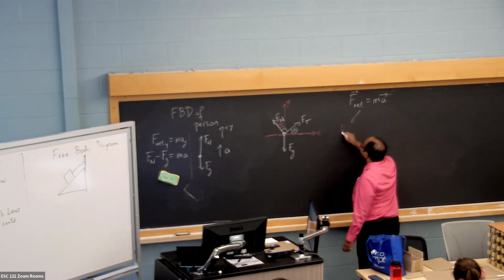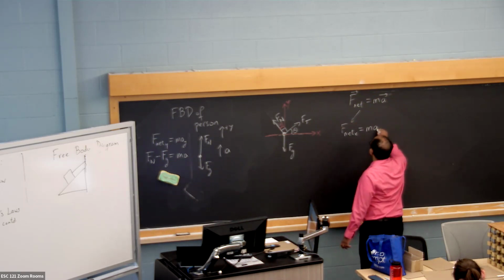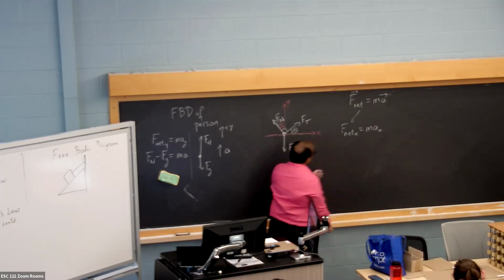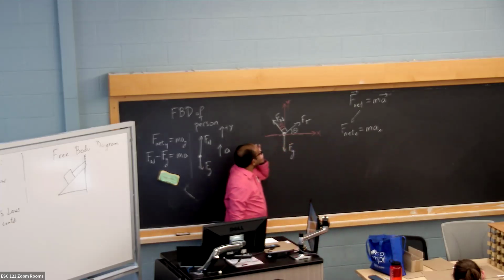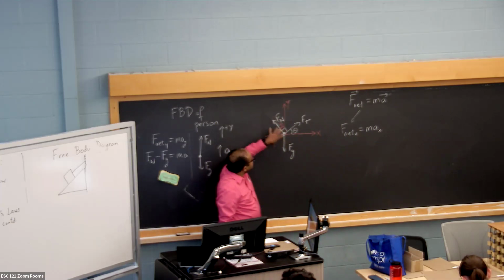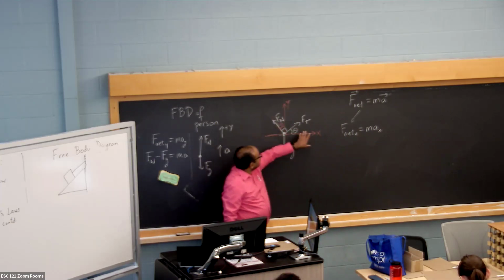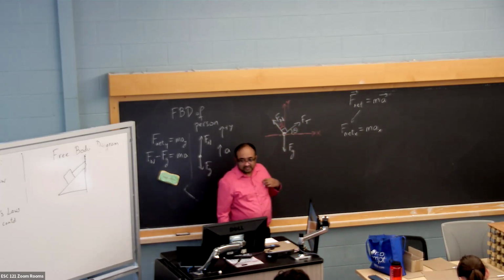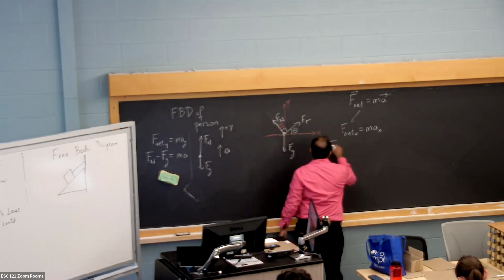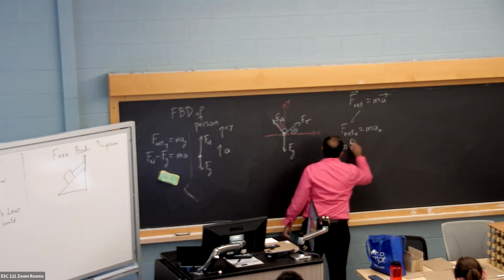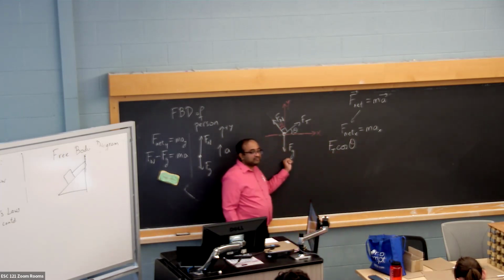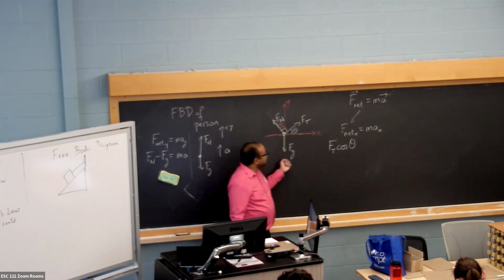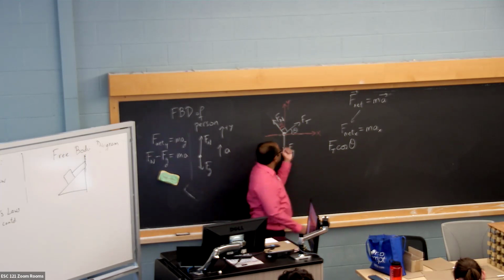So in the x direction, F net x equals m a x. And so for F net x, I need to find the x component of each of these forces. So what is the x component of the force of tension? Yes, Ft cosine theta. Okay, x component of the force of gravity? No, x component, so just zero.